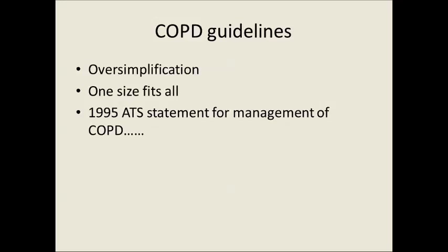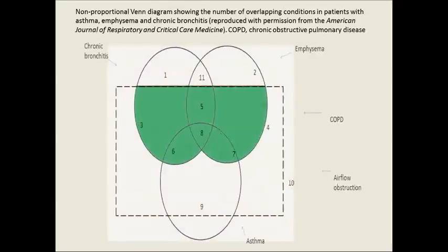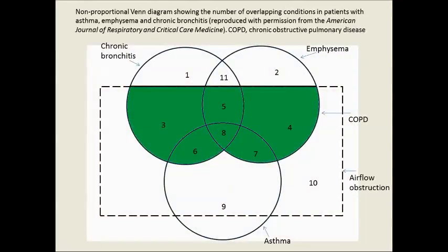The problem we have at the moment is that the COPD guidelines create an oversimplification, and they present an attitude of one size fits all. In other words, we have patients put into different groups, and all the patients in each group are treated the same. If you look at the 1995 ATS statement for the management of COPD, I think there was some progress there, and we've retrogressed since then. The progress was that we had some phenotypes of obstructive airways disease: chronic bronchitis, emphysema, asthma, and the overlap. This was stated a long time ago, but we've moved on from there.